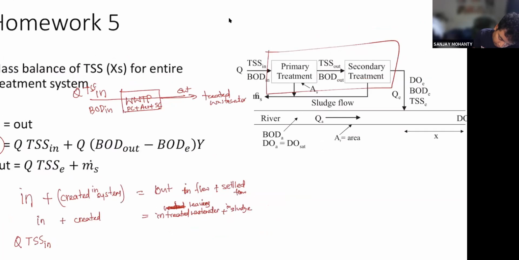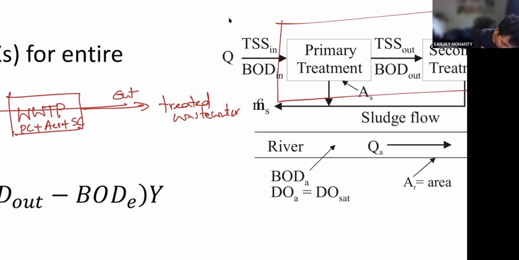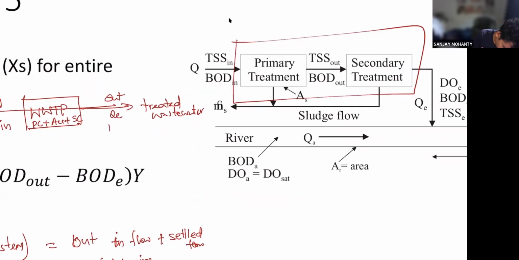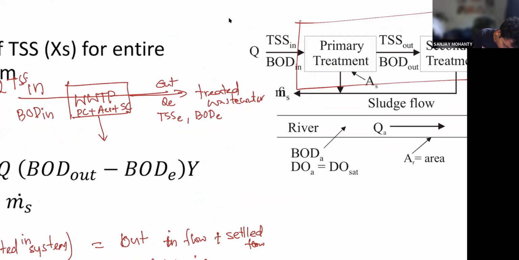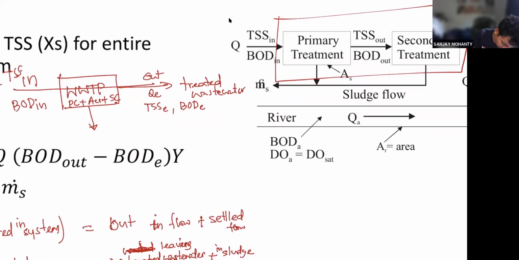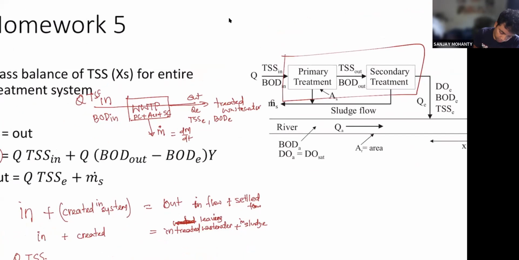So the concentrations are given here: BOD, TSSE, and QE. So that's QE, and the concentrations are TSSE and BODE. And then there's the sludge, flowing in a certain direction. That's M dot, the amount of sludge removed. So dM by dt is the amount of sludge flowing through the system, and M dot is because of settling.